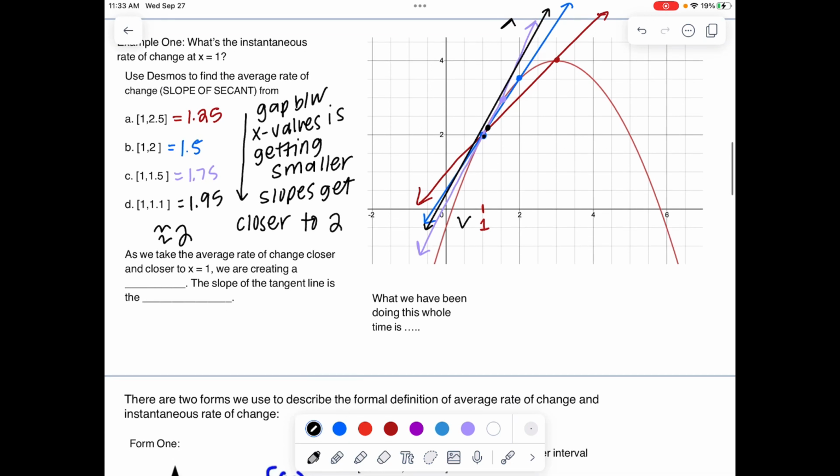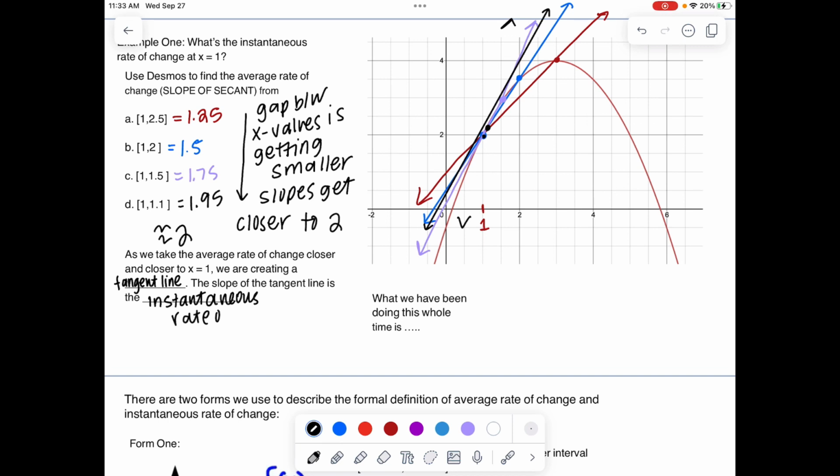And so this says, as we take the average rate of change closer and closer to 1, what we're doing is first we're creating a tangent line. That's what happened as we got those points closer and closer together. And then the slope of the tangent line, remember, the slope of the tangent line is the instantaneous rate of change.